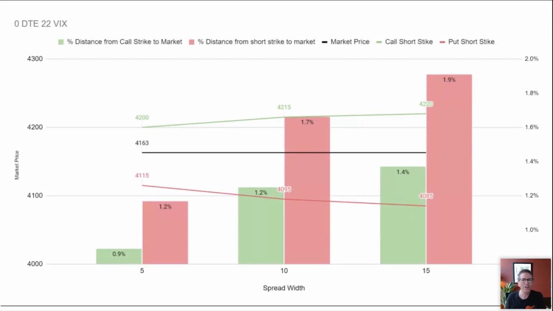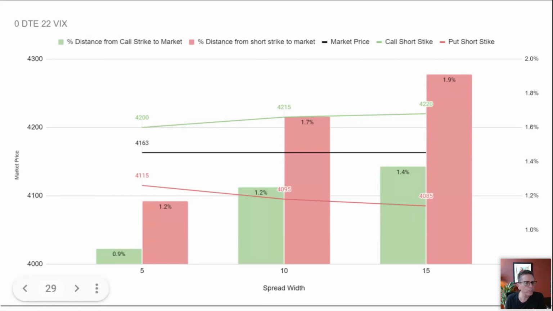Okay, so I'm very confident with it, and others that are trading with me are pretty darn confident as well. All right, so let's talk about why I use 10 wide. If you look at this chart here, you can see that if you're trading a 5 wide spread, your call side is 0.9%, like 1% from the market, and your put side is 1.2%. Now move over to 10 wide, and you can see it does change pretty dramatically.